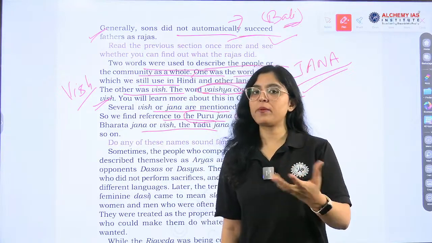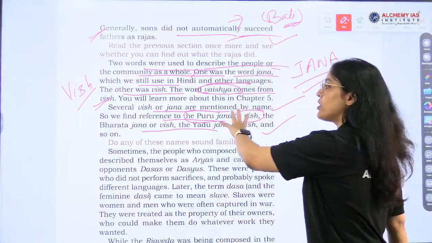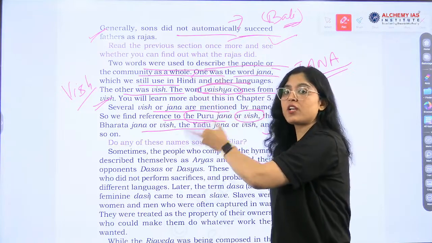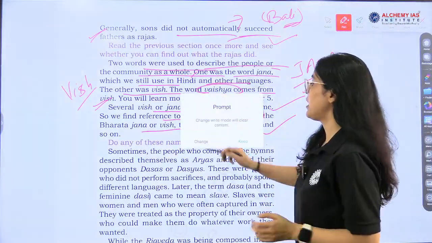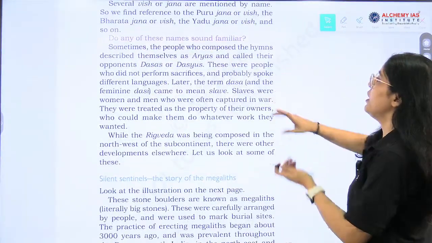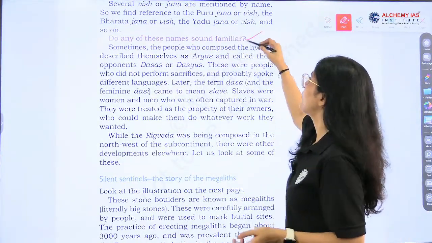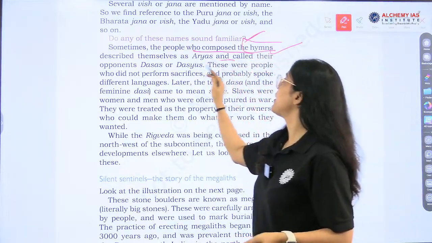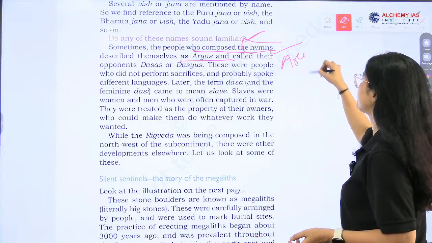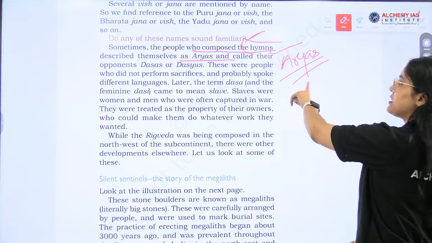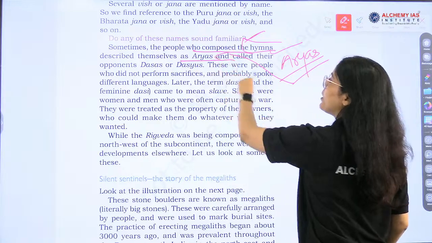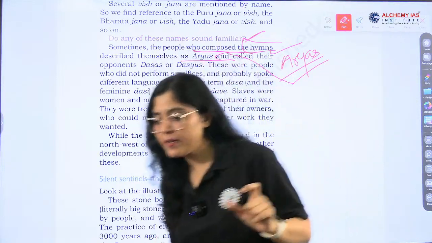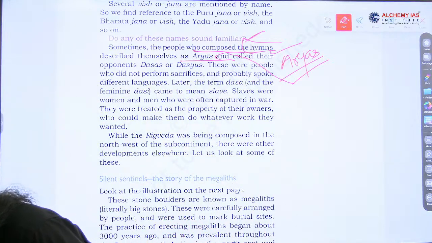We know about the Janpada, Mahajanpada period. So they originated. These were called Janas and Mahajanpadas because of the word Jana that was used in Rig Vedic times. Now, next: do any of these names sound familiar? Sometimes the people who compose the hymns describe themselves as Aryas, right? So this was the term that was used for the people who used to compose the hymns. Very important, right?